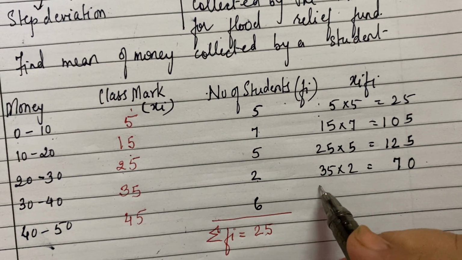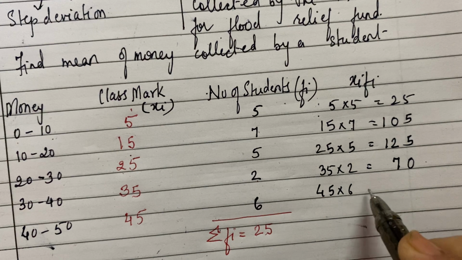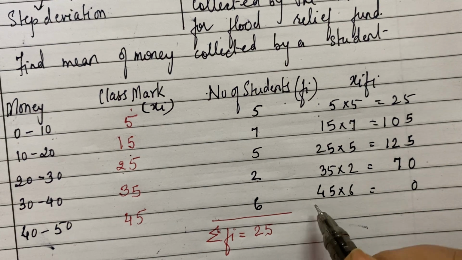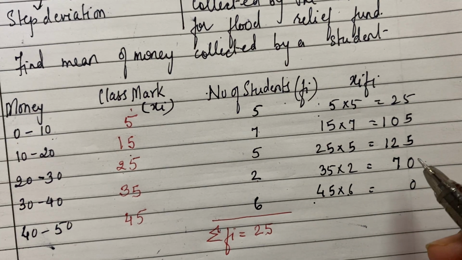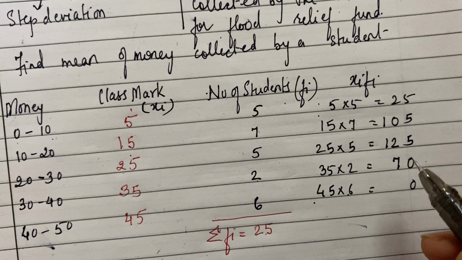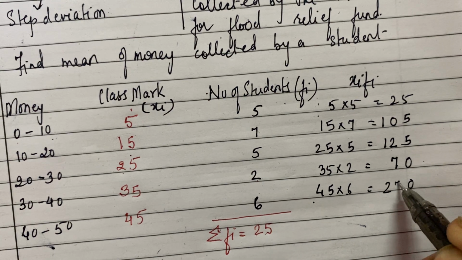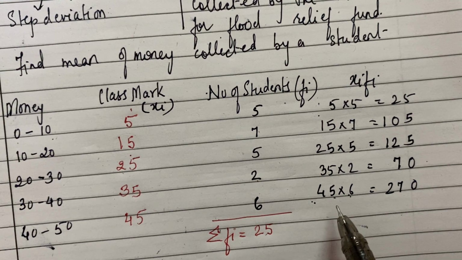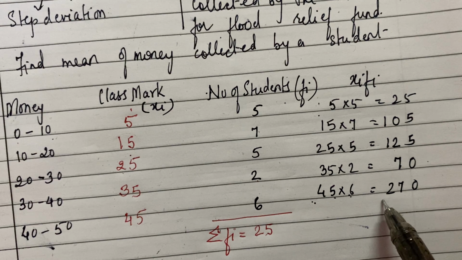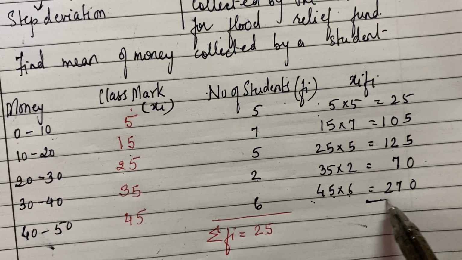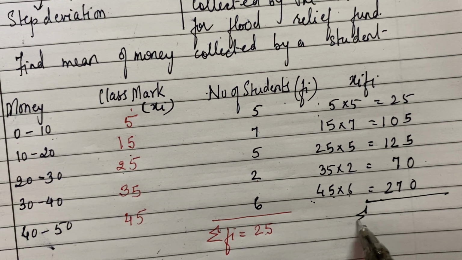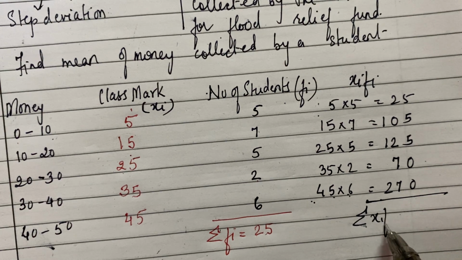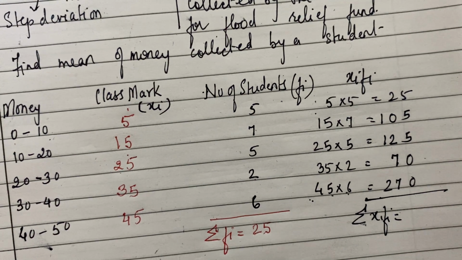Then 6 into 45, 6 5s are 30, carry 3, 6 4s are 24, 24 plus 3 is 27, so 270, correct? Now you have to get the summation of Xi into Fi. We have to add these things.